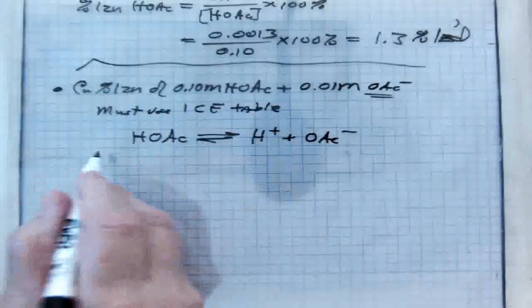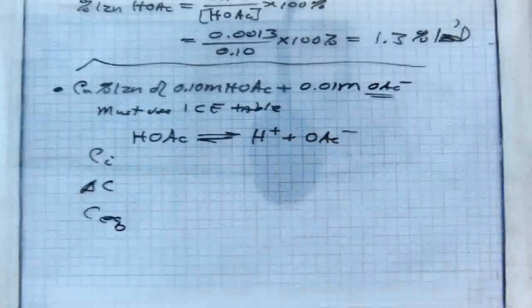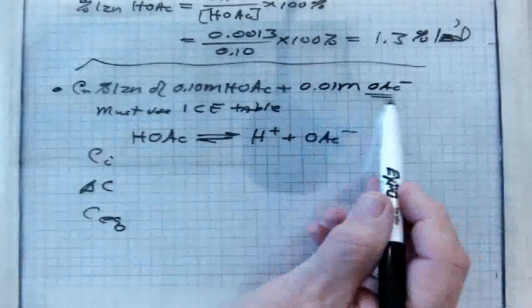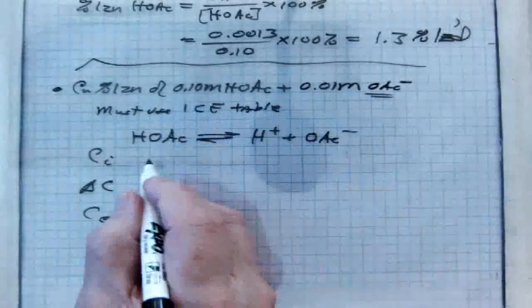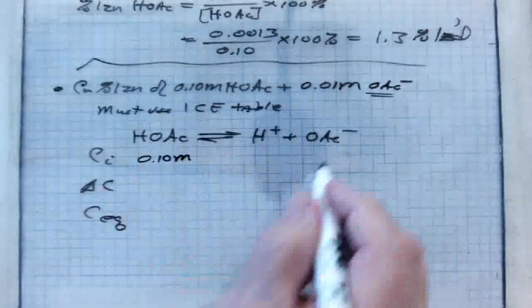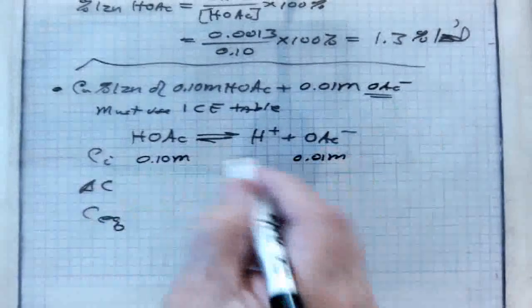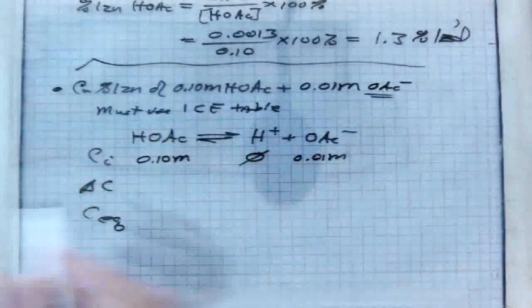So this is why you have to use the ICE table. You don't have equal amounts here. One has a significantly higher concentration than the other common ion. Now, this problem can be worked against given hydrogen and an unknown acetate to get the percent ionization also. But anyway, this is 0.10 minus X, and 0.01 plus X. And you can drop the X here in 0.01 molar and 0.10 molar.